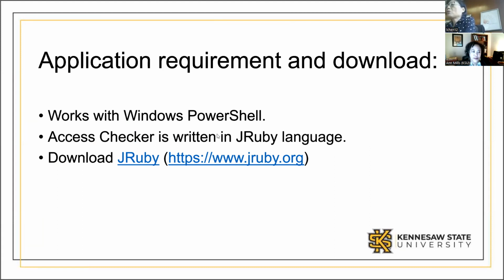Now I will demonstrate how to install and use the Access Checker. The Access Checker was developed by North Carolina University Library IT. It only works with Windows. It works in Windows PowerShell environments. It's written in JRuby language, so you need to download and install JRuby to have it work. So I'll show you where to find the JRuby.